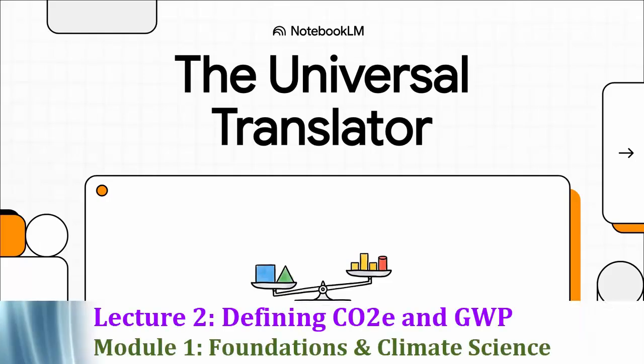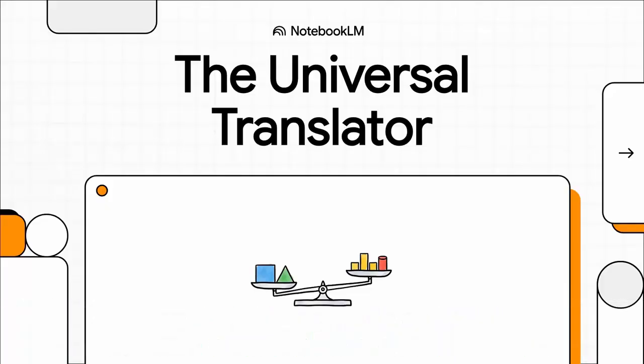You hear it all the time, right? We have to cut tons of carbon. But wait a minute, our planet is being warmed by a whole bunch of different gases, not just carbon dioxide. So how in the world do you measure all of them with one yardstick? Well, it turns out scientists came up with this brilliant system. It's like a universal translator for global warming.